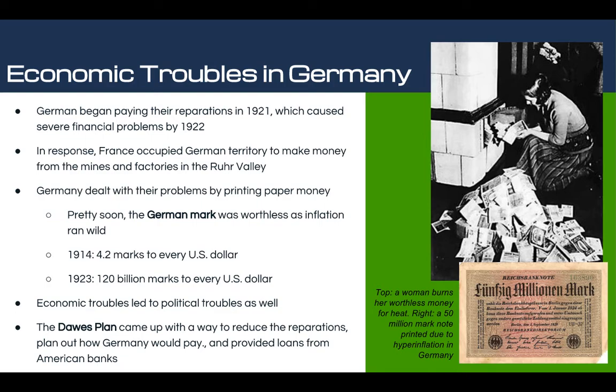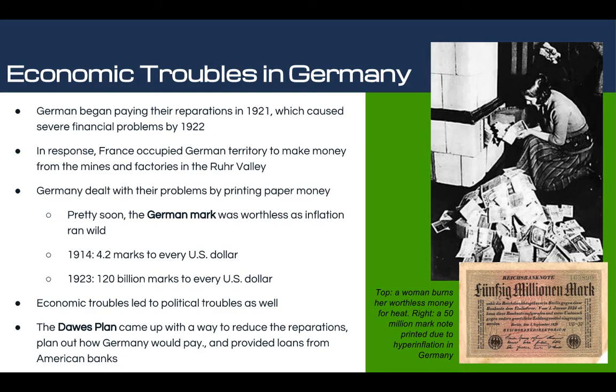So let's start with economic troubles that faced Germany after World War I. Keep in mind that Germany had to pay the equivalent of something like $500 billion in today's money as reparations for the war. And they began paying these in 1921. Understandably, this caused severe financial problems, and these were evident by the next year.